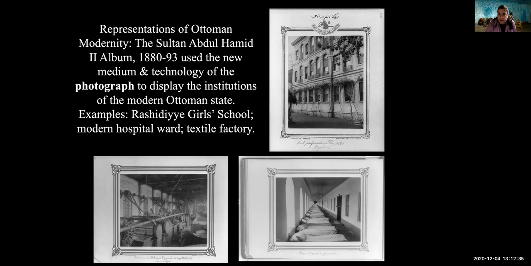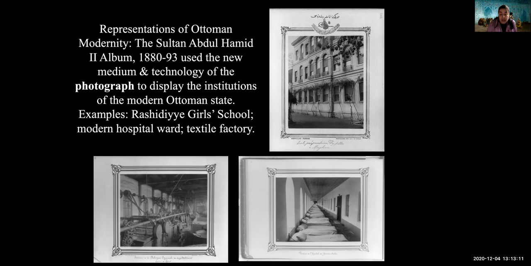On the bottom left, we have a scene from a textile factory. There are many photographs in this album that actually have factories, evidence of industry, new manufacture and technology. Sometimes we have the new modern military school. And all of these, again, were there to act as evidence and representation in this new and modern medium of the photograph that did not lie according to the time of Ottoman modernity and progress.